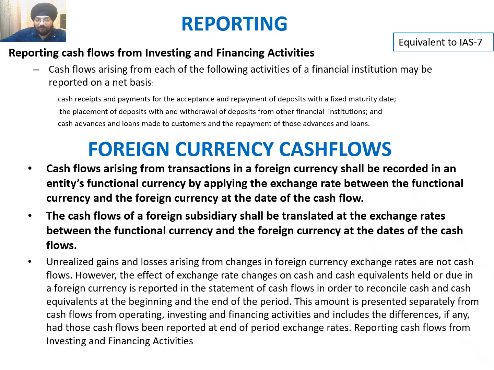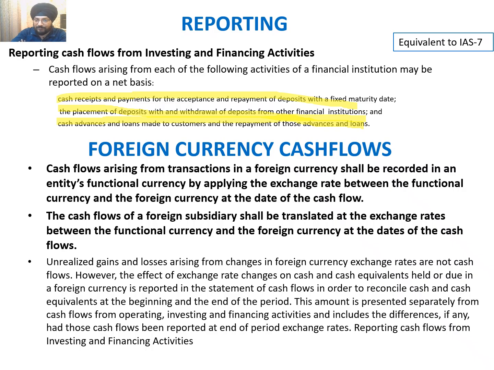Okay, so one more example of net basis is that cash flow arising from each of the following activities for a financial institution may be reported on a net basis. So again, cash receipts and payments on acceptance of deposits with fixed maturity dates, the placement of deposits with and withdrawal of deposits from other financial institutions, and the cash advances and loans to customers. So typically, the only exceptions to be shown on a net basis are those prescribed by the accounting standard, and we have to follow the same prescription while reporting the investing and financing activity with the net numbers.